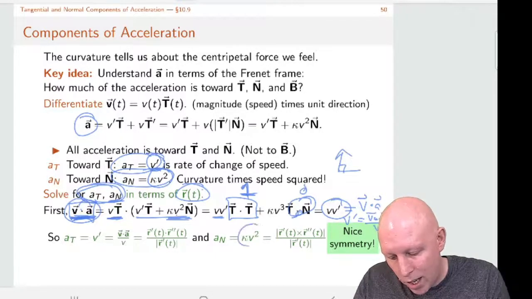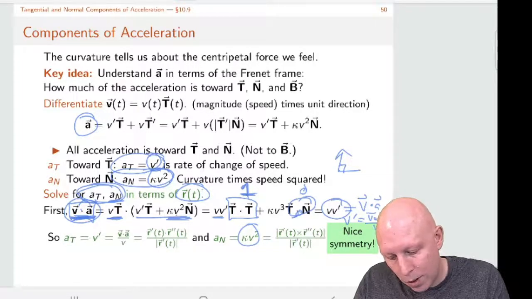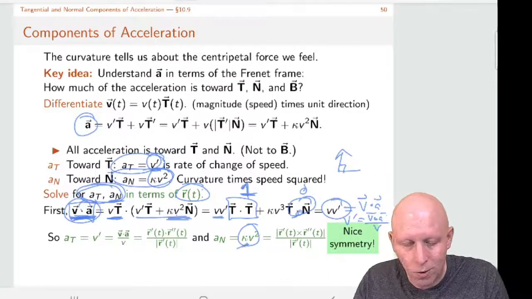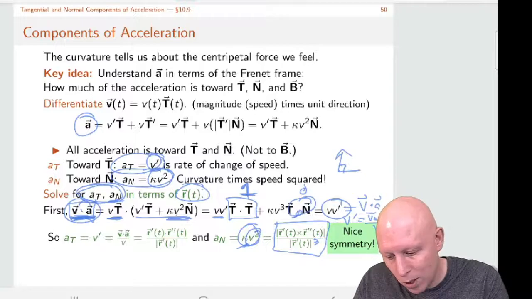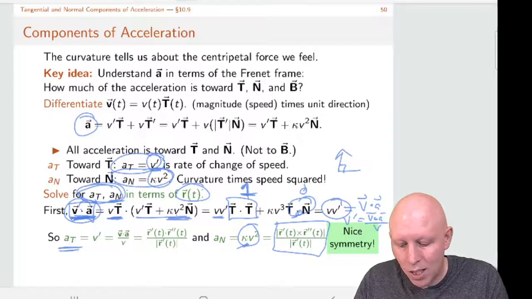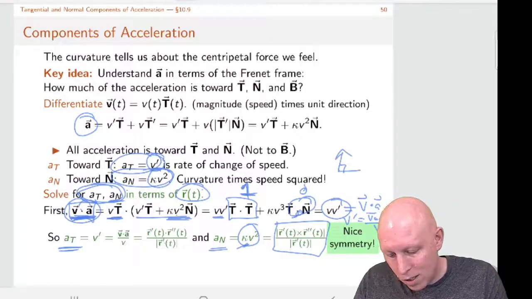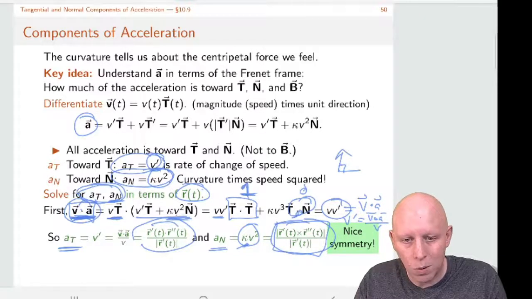And if you look at k times v squared, this comes back to the formula that we had for the curvature, which looked like this, except that it had v cubed on the bottom. And so when we multiply by v squared, that cubed goes away. The interesting thing here is that the acceleration in the tangent direction and the acceleration in the normal direction, these formulas look very nice and symmetric. This one has a dot product, and this one has a cross product in it.